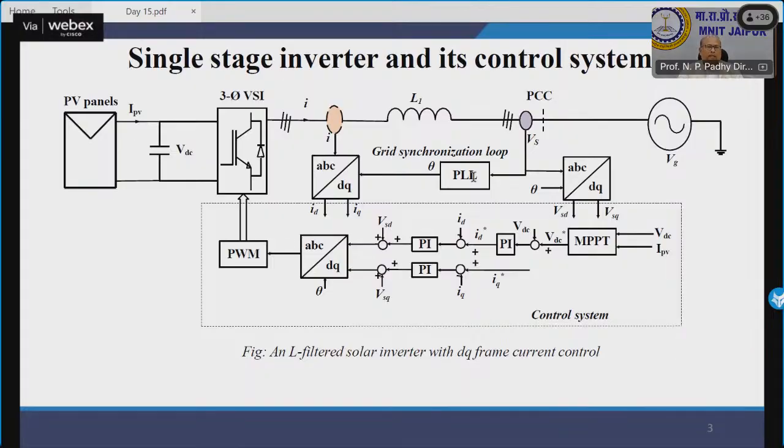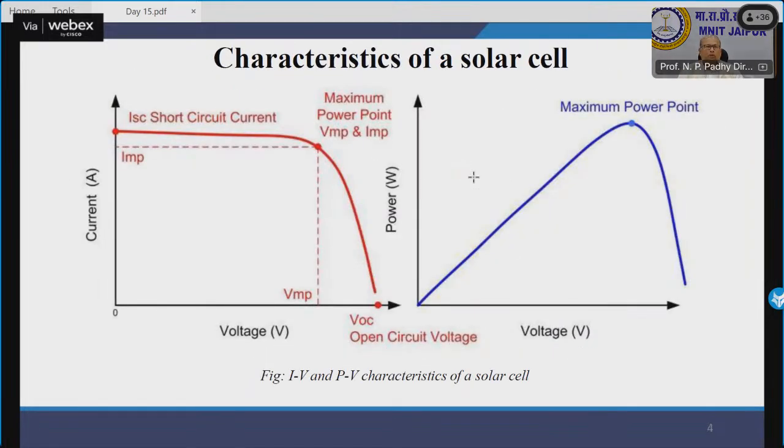Now this is the architecture or the configuration of your single stage inverter control system. You have PV panels, you have loads, and the control scheme, which is a very basic and standard control scheme for any PV system. Now, this is what is important to me today. There are two important characteristics considered as important variables. One is the IV characteristic and the other is the PV characteristic.